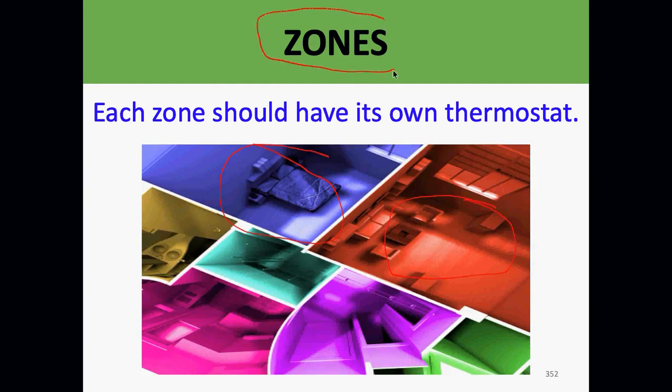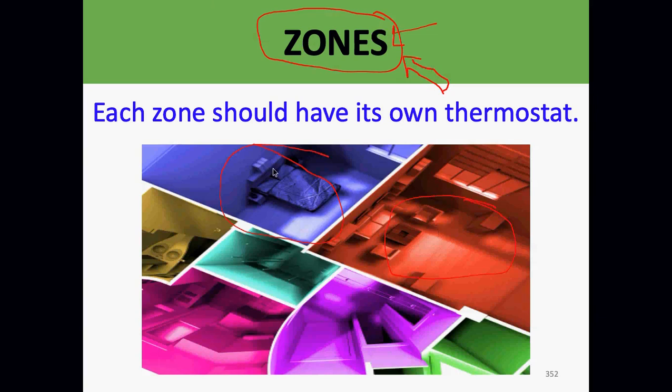Now, forced air systems with ductwork are notoriously difficult to zone. We're going to talk about this more during the air conditioning side of things. For our heat load purposes, we are not worrying about zones. We're not taking that into account. Everything is a single zone. In other words, we have one thermostat, one system, one source of heat or cooling.